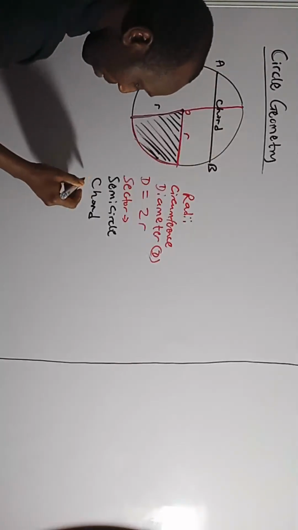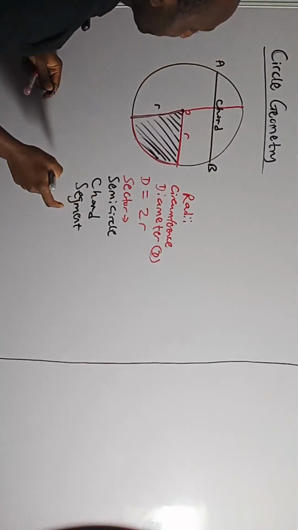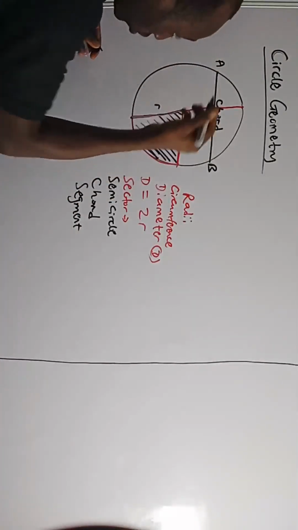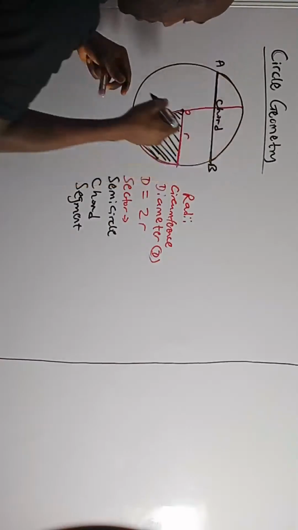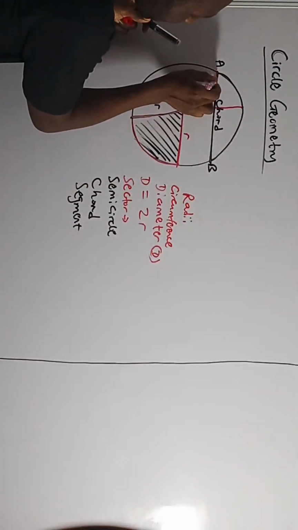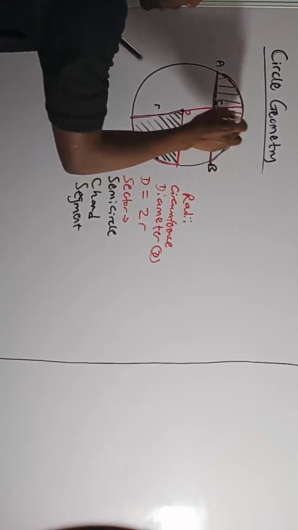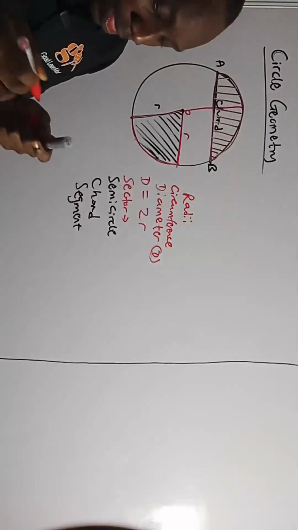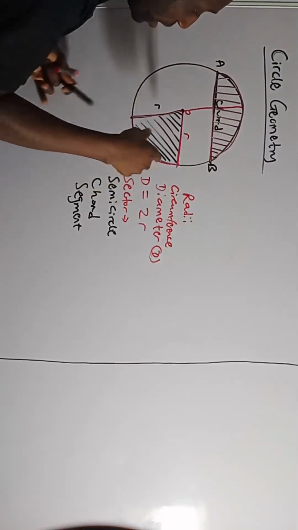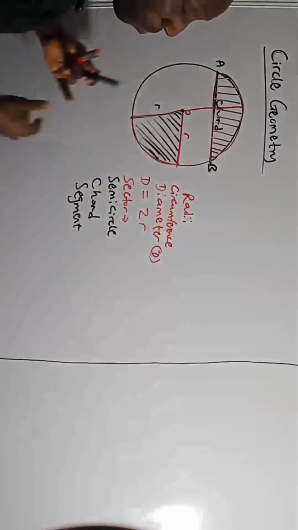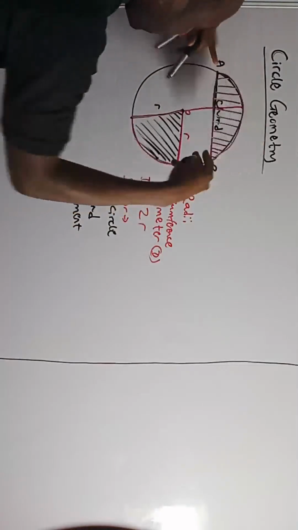But I did say I was going to talk about a segment. A segment is an area or a portion bounded by a chord and an arc. Let me show you. So let's shade this. What I just shaded now is a segment. Don't confuse a segment with a sector. A sector is an area bounded by two radii and an arc, but a segment is an area bounded by a chord and an arc.